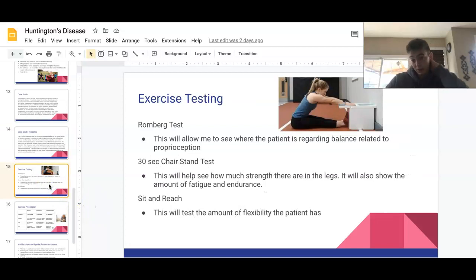So now on to exercise testing. The first test I would do is a Romberg test. This will allow me to see where the patient is regarding balance and related to the proprioception. Then the 30-second chair stand test. This will not only let me see how much strength they have in their legs, but also give me an idea of how much fatigue and endurance, where they're at with that. Lastly, just the standard sit and reach test to measure how much flexibility the patient has.